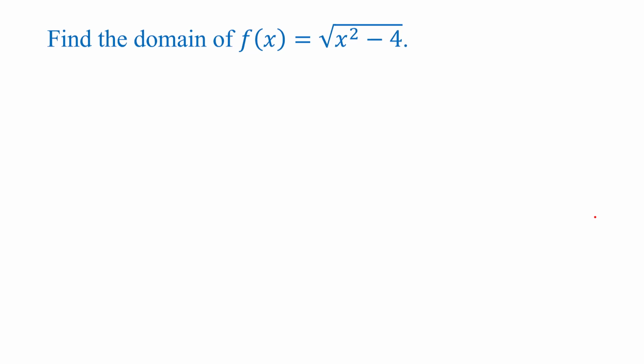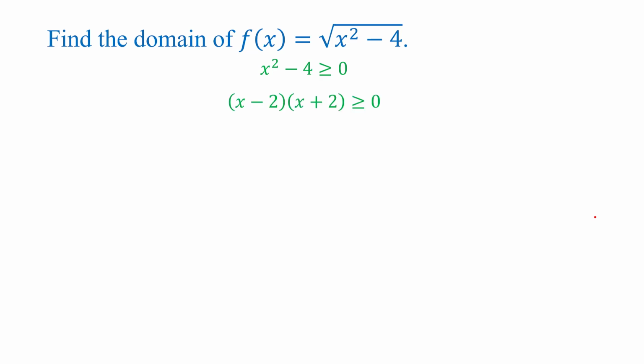Now let's find the domain of f of x equals the square root of x squared minus 4. So what we need to do here is find values of x for which x squared minus 4 would be greater than or equal to 0. This is something we could not have solved up to this point, where we're learning the methods of solving polynomial inequalities.